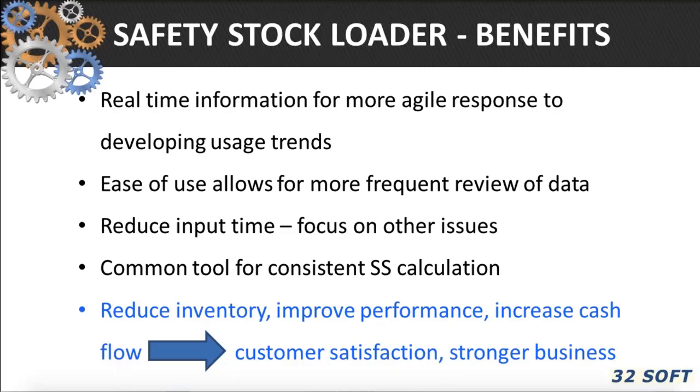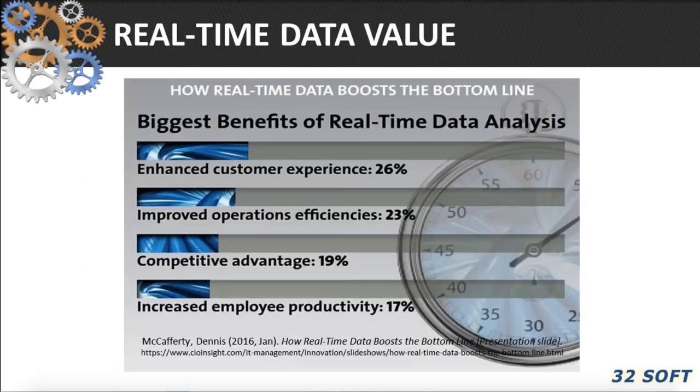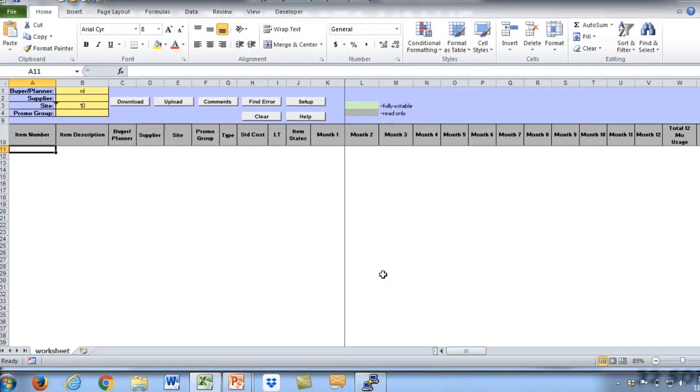The data loader is so easy to use that you can review your safety stock levels more frequently, and it is so efficient that you can update hundreds of records in minutes, thereby freeing up the planner's time for other tasks. How does this more agile response affect your business? It allows for inventory reduction, improves delivery performance, and improves cash flow, which ultimately leads to greater customer satisfaction and stronger business. So let's take a look at the data loader that we are talking about.